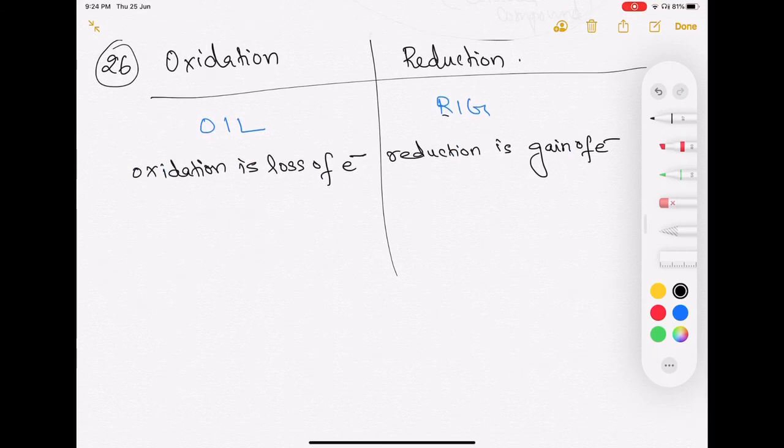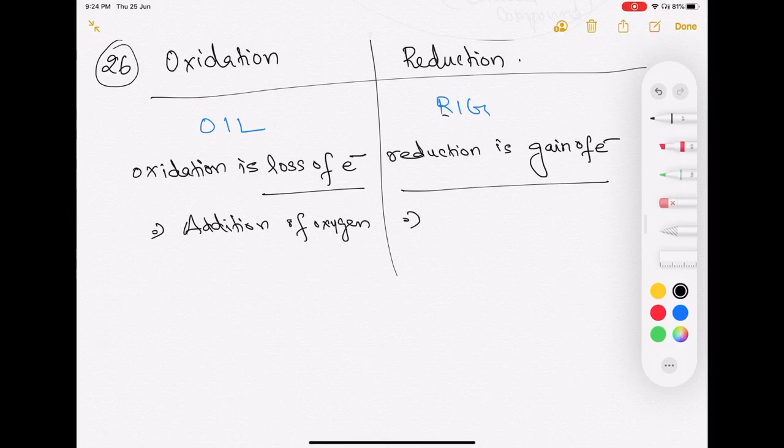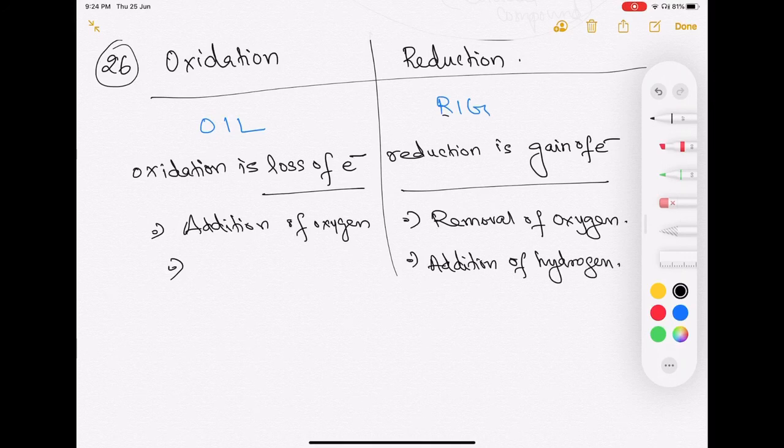So based upon this we can say oxidation is nothing but loss of electron and reduction is nothing but gain of electron. Oxidation can be addition of oxygen and reduction can be removal of oxygen. Just opposite. Don't write O2, it's better you write simply oxygen. That's more appropriate. And reduction can be addition of hydrogen, and oxidation will be removal of hydrogen.